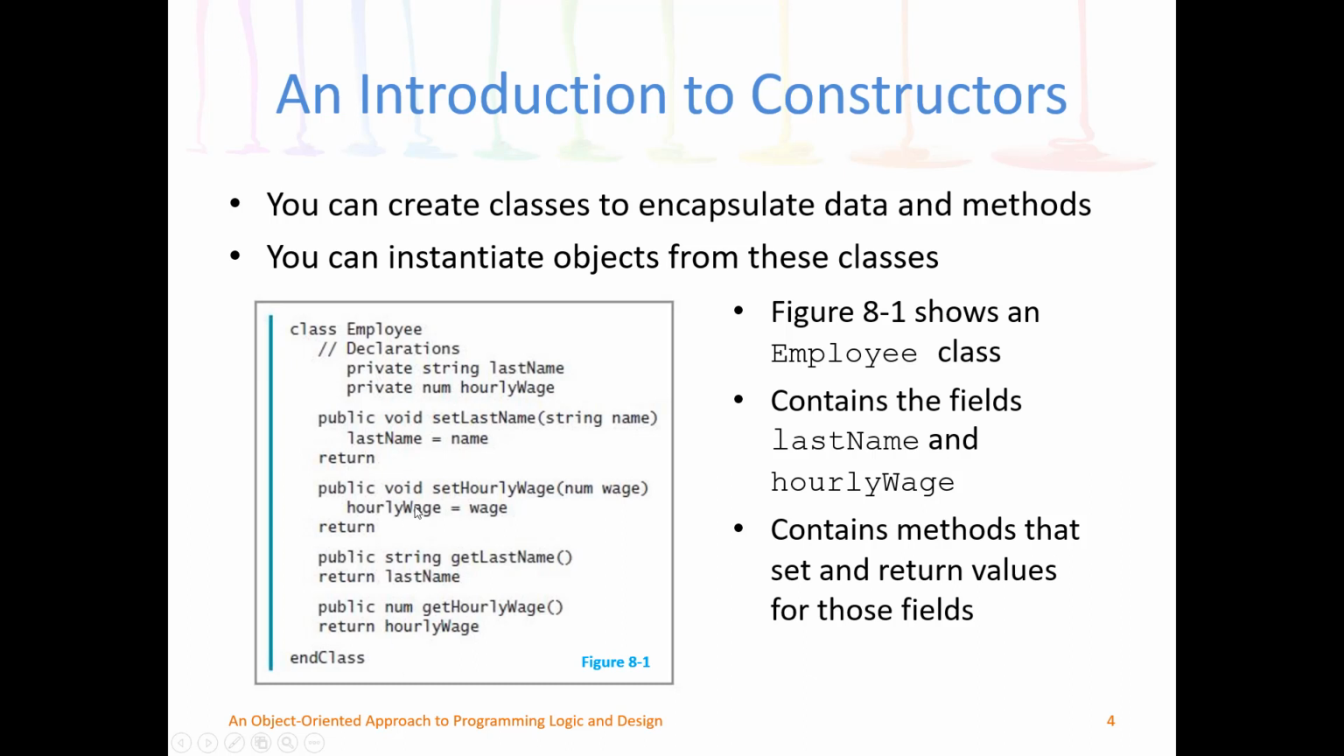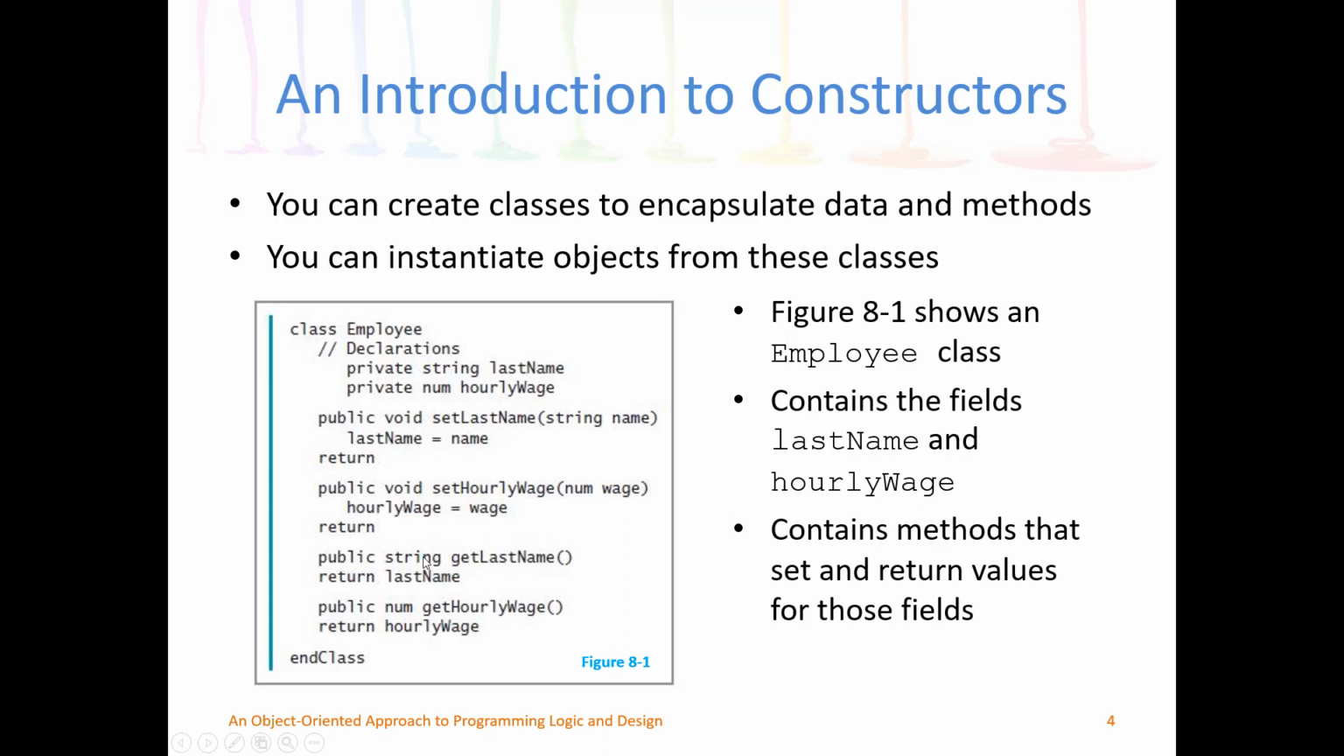And here we have four different methods. Basically all these methods do is set the name, set the hourly wage, get the last name, get the hourly wage. If you look here, these are public. Public void means it returns nothing. Set last name, and they pass in a name. That name then goes into last name, and this is stored up here. Then we just return. Set hourly wage, the wage comes in, and we set the hourly wage and store it here.